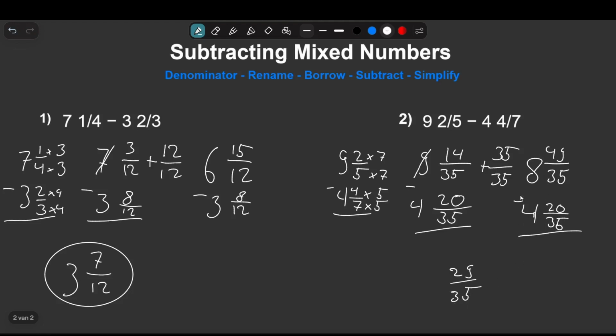And now we can start subtracting the whole numbers. So we have 8 minus 4. 8 minus 4 equals 4, so 4 29/35, and this will be our final answer. Again, always look to simplify your fraction to get to the correct answer. And in this case, we can't simplify any further, so this will be our final answer.